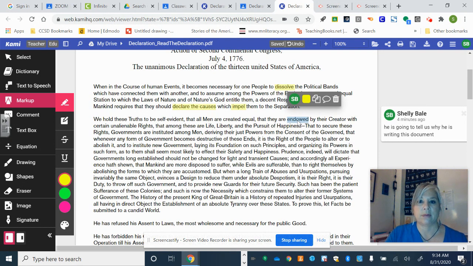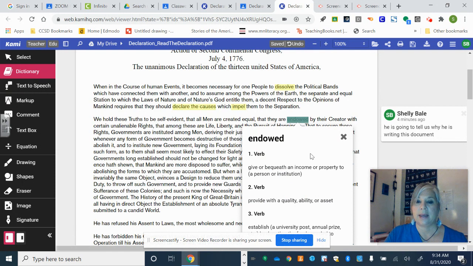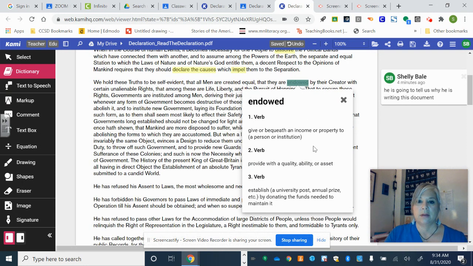So endowed, what does it mean? To give or bequeath an income or property, to establish by donating the funds needed, to provide with a quality, ability, or asset. Okay, so it's really that are given. In this particular situation, it means to give. They are these rights. We hold these truths to be self-evident that all men are created equal. They are given to us by our Creator.